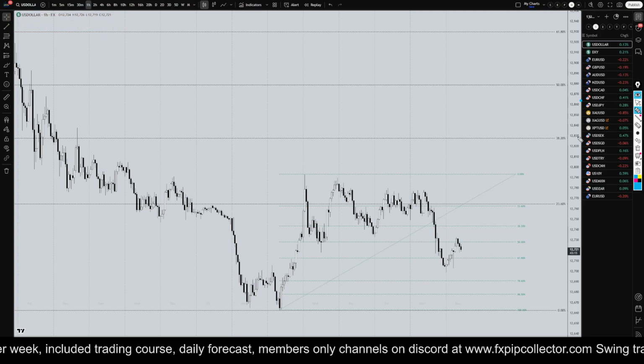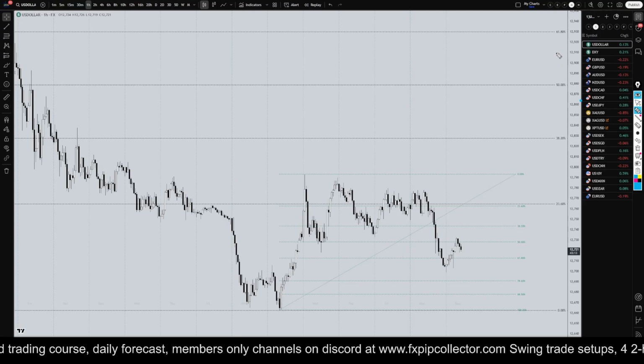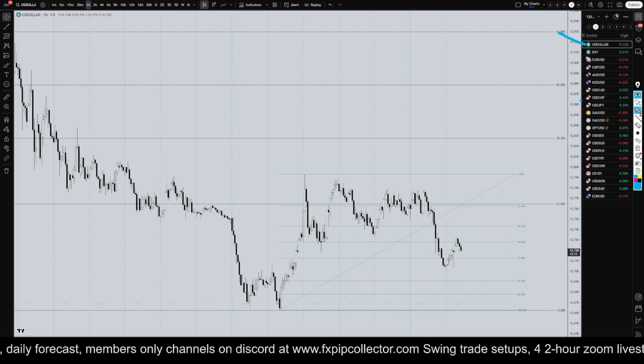Today is Tuesday, April 29th, and this is my analysis for the US dollar index and the DXY, because it's basically the same.